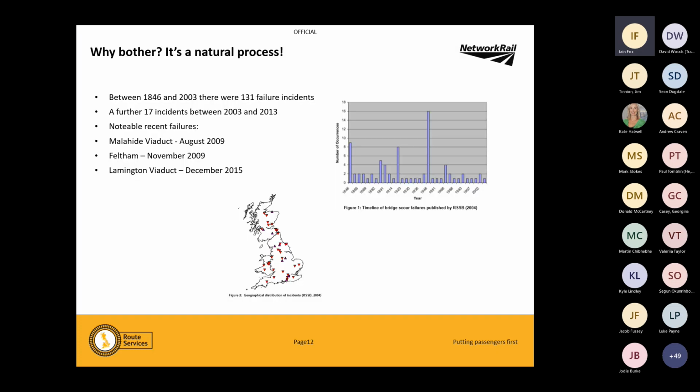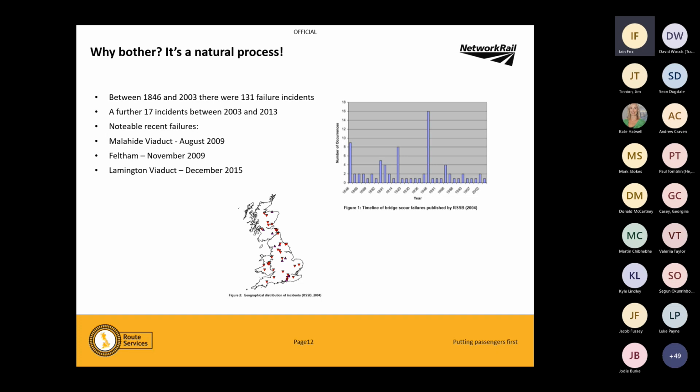So why do we need to bother? Well, there's been quite a few failures, and by failures we mean catastrophic failures. There's lots and lots of work orders around at the moment for scour repairs and scour infills and all sorts of things. And you think, well, yeah, 1846 to 2003, fine, 131. We didn't really know what we were doing in 1846. Okay. However, there's been 17 since 2003 up to 2013. There's been more since.